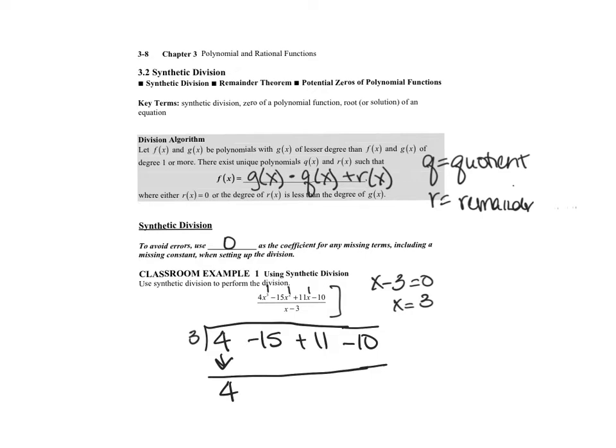Then I'm going to multiply. 3 times 4 is 12. Then I'm going to add. Negative 15 plus 12 is negative 3. Then I'm going to multiply. 3 times negative 3 is negative 9. Add 11 plus negative 9 is 2. 3 times 2 is 6. Then I add again and I get negative 4. Whatever is in this last box is always your remainder.